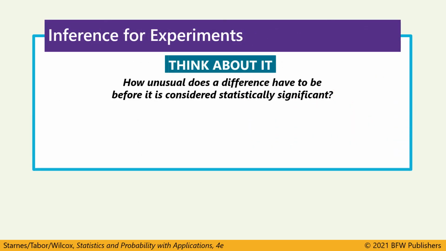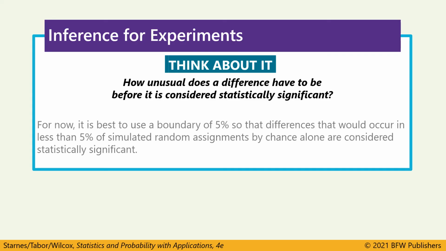So how unusual does a difference have to be before it's considered statistically significant? For now, we can use a boundary of 5%. Anything that happens with less than 5% frequency, we consider unusual and unlikely to occur by chance alone.